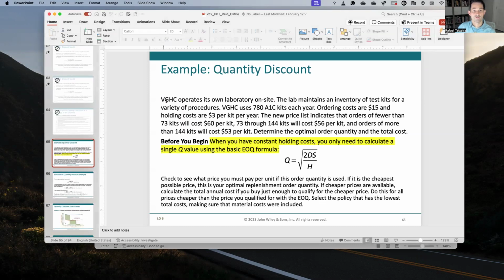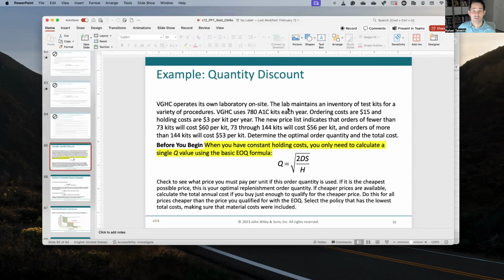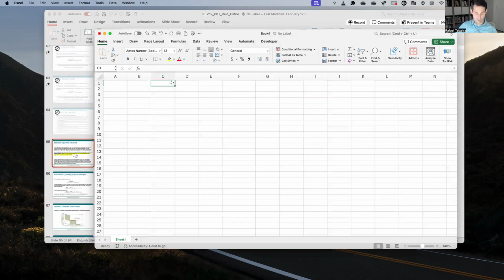Here we have VGAGC, which operates its own laboratory on site. The lab maintains an inventory of test kits for a variety of procedures. This company uses 780 A1C kits per year. So we have here information about the annual demand. Let me put it here. The annual demand is 780 units per year.